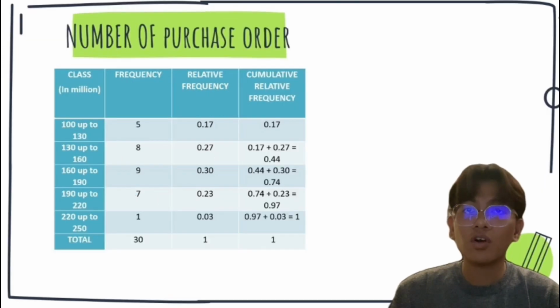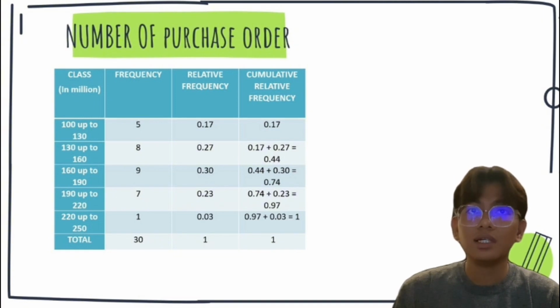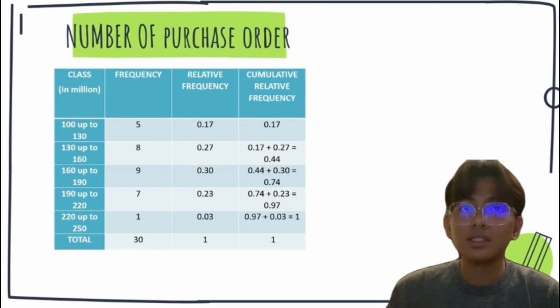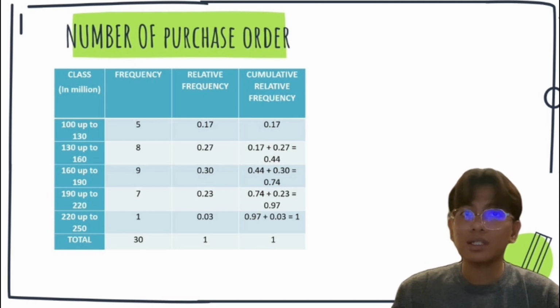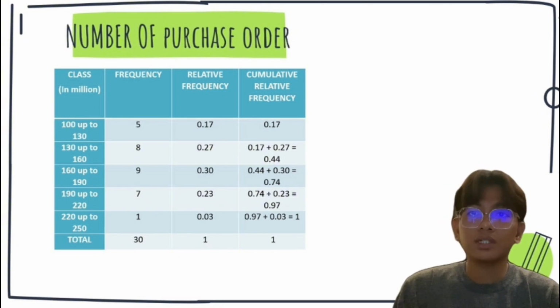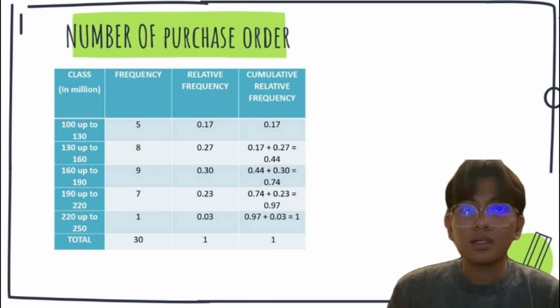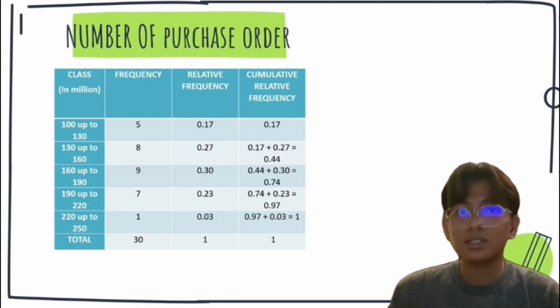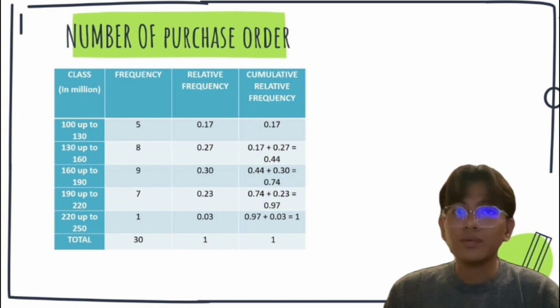Next, this is the number of purchase order table. As you can see here, we have 5 classes, in million. The first class is 100 up to 130, the second class is 130 up to 160, the third class is 160 up to 190, the fourth class 190 up to 220, and the last class is 220 up to 250. The frequency for the first class is 5, the second class is 8, the third class is 9, the fourth class is 7, and the fifth class is 1.